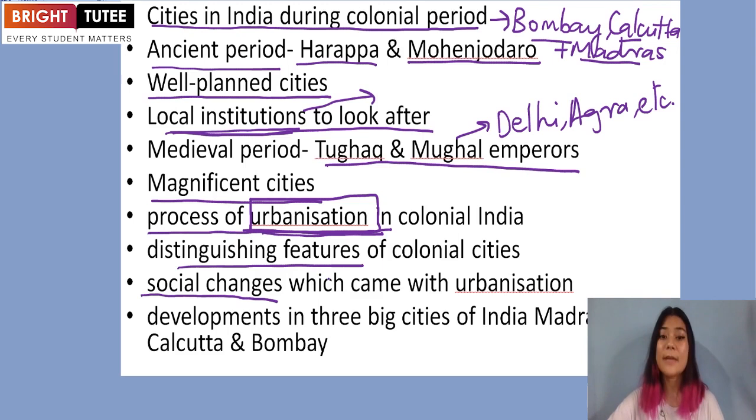Okay, so the developments, the growth that we see in cities in the colonial period, we try to understand that by looking at the developments that occurred in three big cities of India during the same period, and those are Madras, Calcutta, and Bombay. Okay, so by looking at these three main cities which emerged as important, significant colonial cities during the 18th and 19th century and also early 20th century, we'll try to understand the process of urbanization.